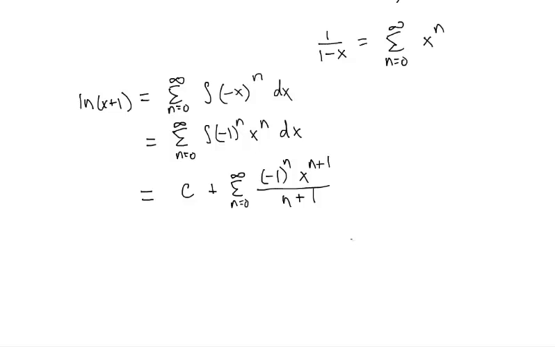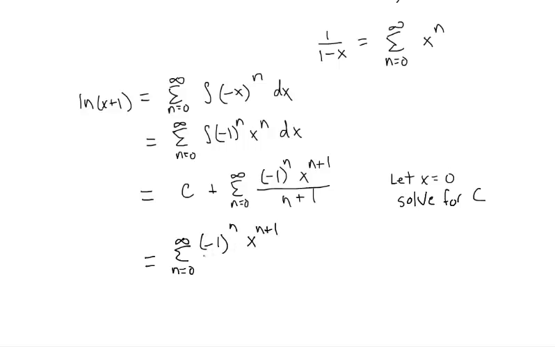And now in order to solve for c, we're going to let x equal 0. And if x was 0, then c would be 0. So our series is going to be the sum from n is equal to 0 to infinity of negative 1 to the n x to the n plus 1 divided by n plus 1.